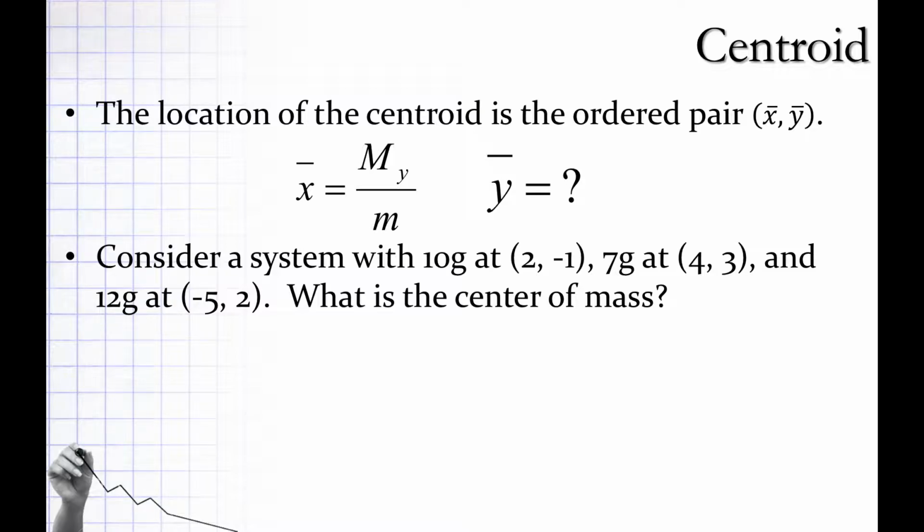Our moment about y means we're going to take all of our x distances and multiply them times the mass. So we're going to take 10 grams times the x coordinate of 2, and 7 grams times the x coordinate of 4, and 12 grams times the x coordinate of negative 5.